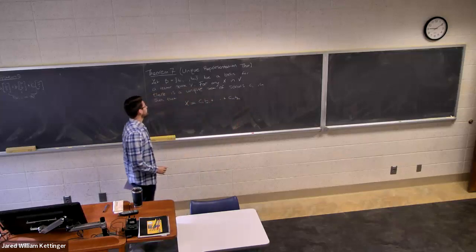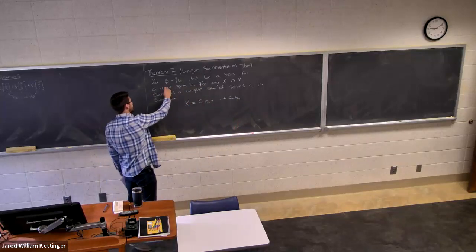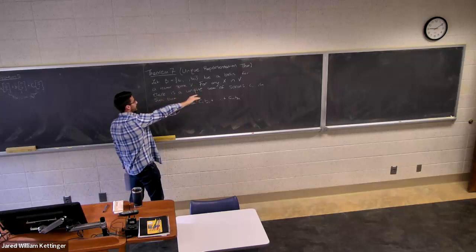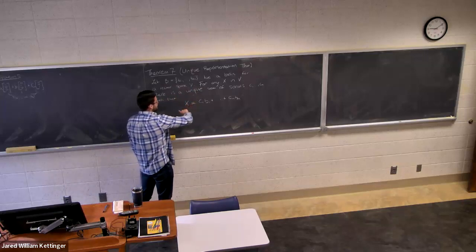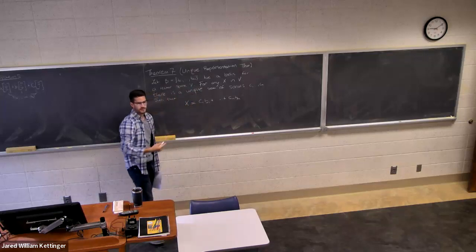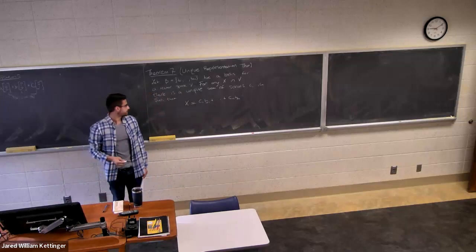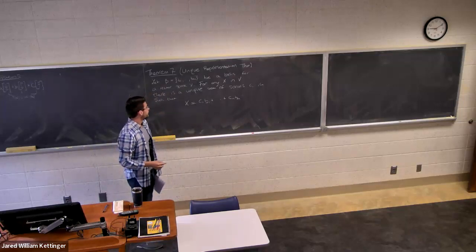So what is this telling us? It's saying if you give me a basis for a vector space, then any element x can be written uniquely as a linear combination of the basis, right?